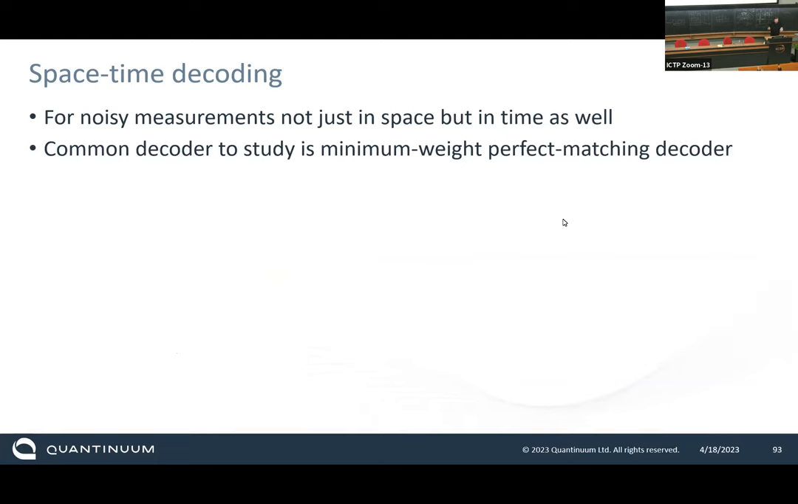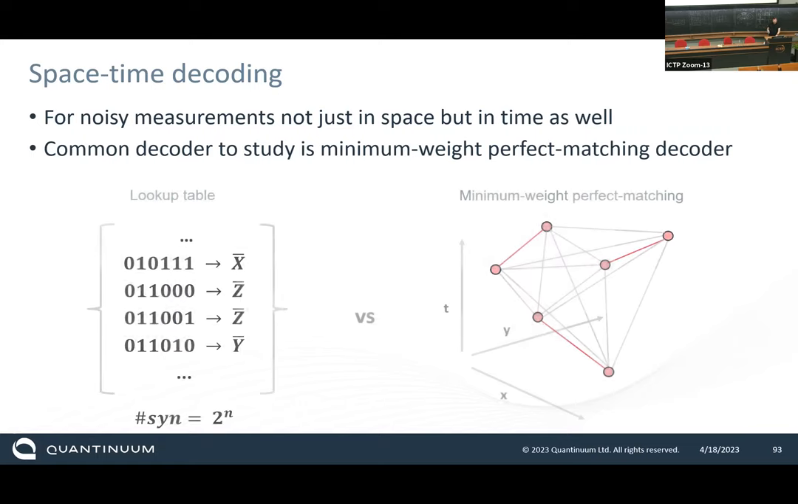I mentioned before that if you start adding in noisy measurements, which everything from the phenomenological model on has, then you have to deal with decoding in space-time. A common decoder that people study is the min-weight perfect matching decoder. You could try to encode all this in a lookup table, like we mentioned before, where you write down the set of syndromes you might see and what corrections you might apply.